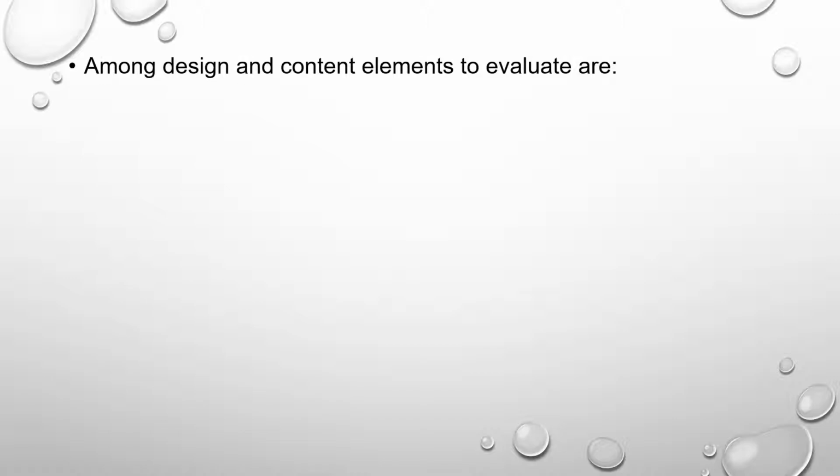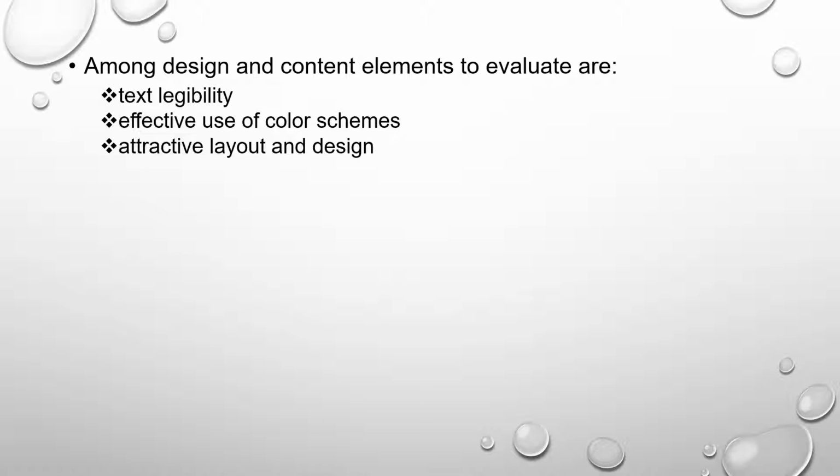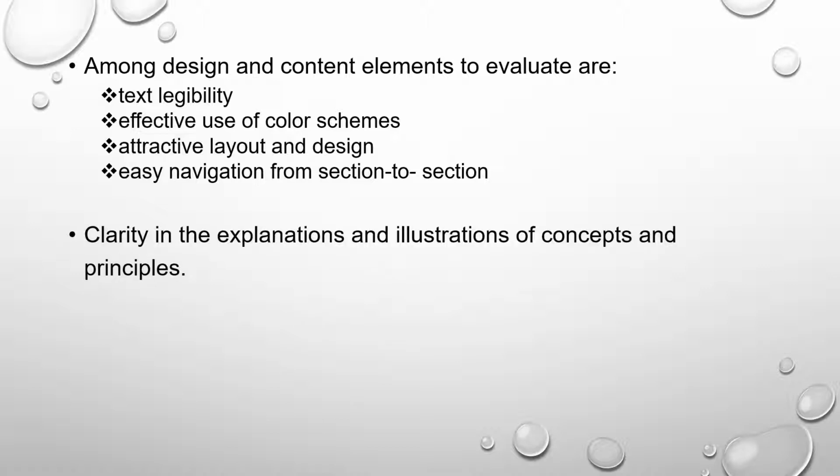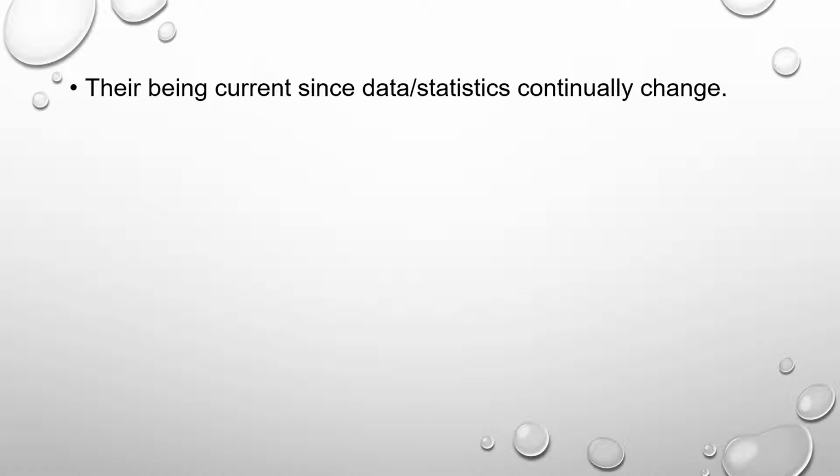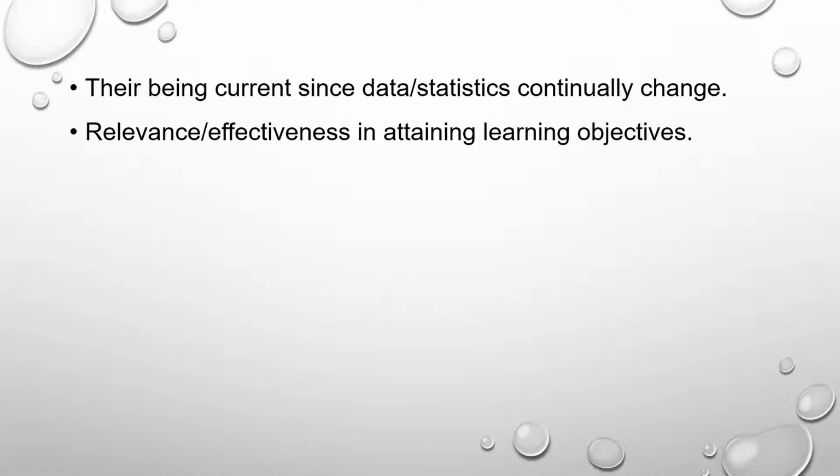Among the design and content elements to evaluate are text legibility, or it must be readable, effective use of color schemes, attractive layout and design, and easy navigation from section to section. Clarity in the explanation and illustrations of concepts and principles. Accuracy, coherence, logic of information. Being current, since data or statistics continually change. Relevance or effectiveness in attaining learning objectives. And lastly, the absence of biased materials.